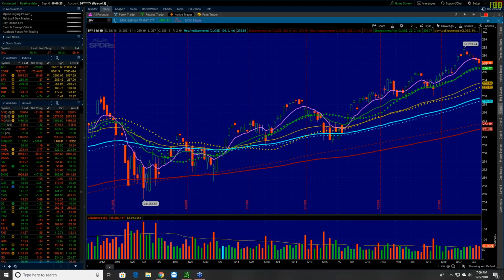We've seen volume back closer to that 65, 70 million share range. So it's not great by any means. I would want to see it closer to 100 million shares over the next few weeks, but it's a start. It's slowly starting to pick up.